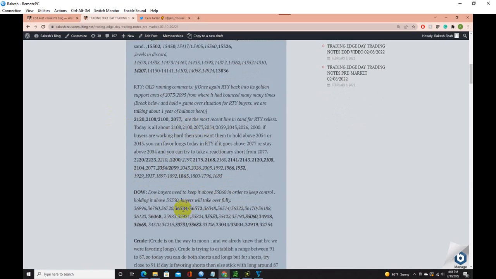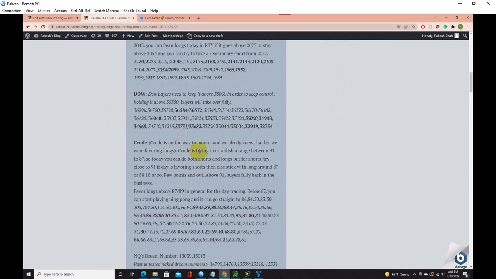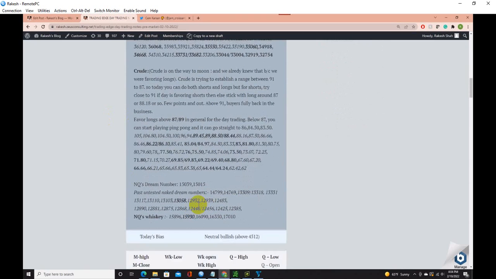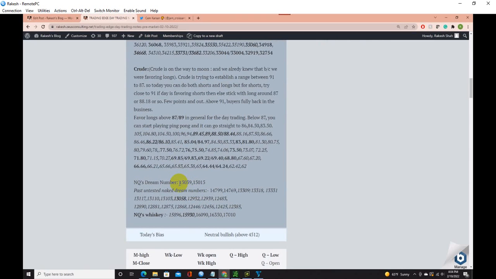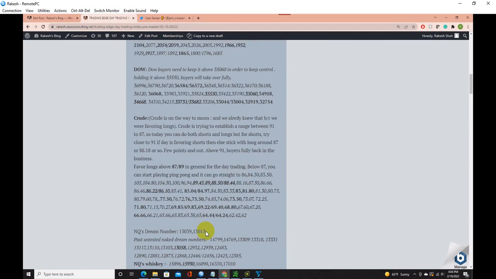All these things. Dow, you can also read through it. Crude, you can also read through it. Every day I'm changing all the notes and levels. NQ's dream number, note down this. This is very powerful stuff. It has been working for almost a year now. These dream numbers are the key. Each dream number gives you easily 50, 100, 200, 300 points. Today, 350 points just from these numbers. But usually a 40-50 point bounce or rejection from these numbers.